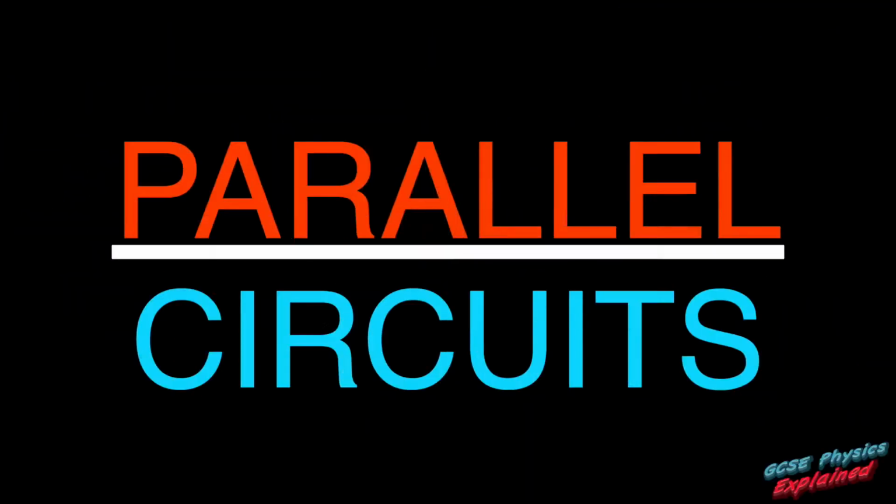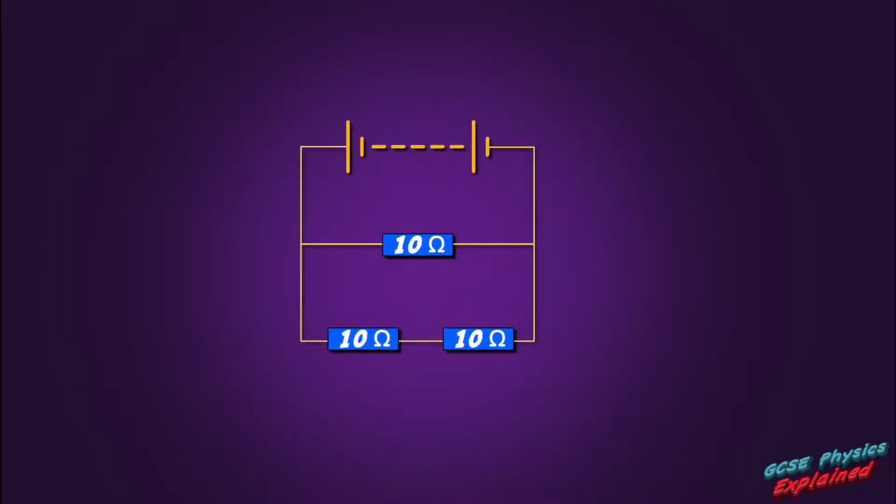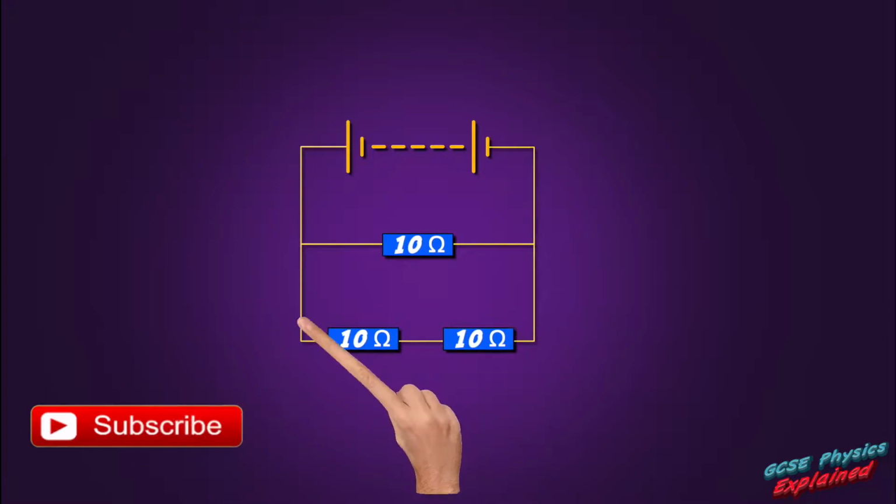More about parallel circuits. Quite often in parallel circuits along a branch there will be more than one component. In this video I'm going to show you what happens to the voltage across a parallel branch when there's more than one component in that branch.